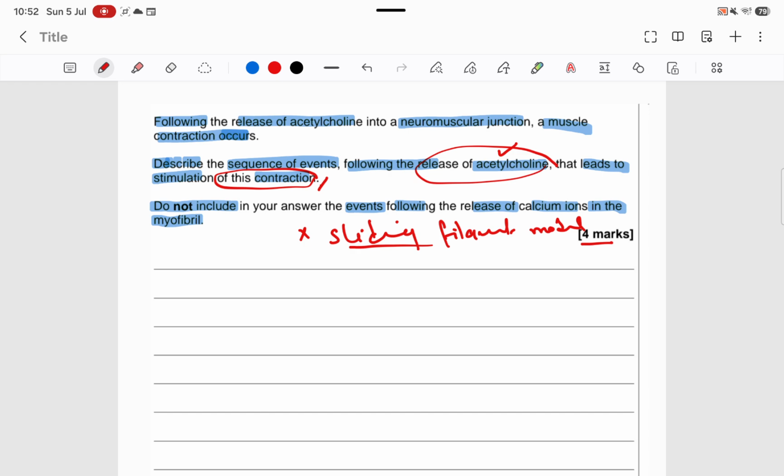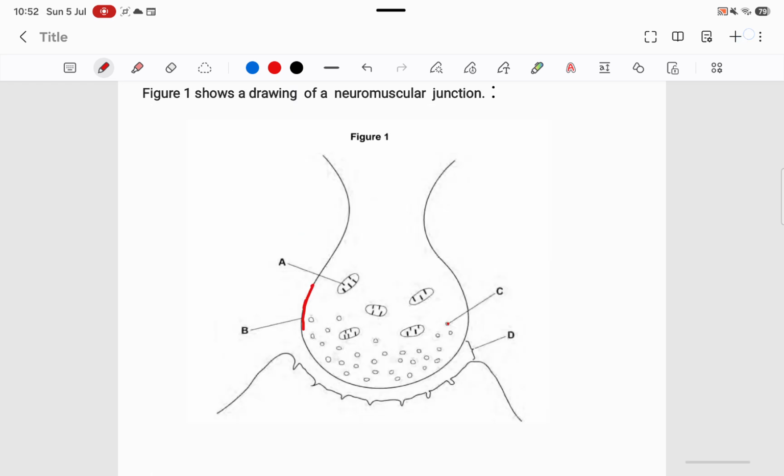Okay, so now students, look over here in the diagram. This is the diagram of the neuromuscular junction. What happens when the electrical impulse comes for the muscle contraction? These are the vesicles. These vesicles contain neurotransmitter. The name of the neurotransmitter is acetylcholine. When the nerve impulse comes over here, these vesicles fuse with the membrane and release the acetylcholine into the cleft, into the gap over here.